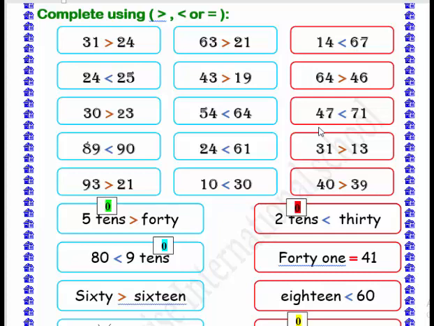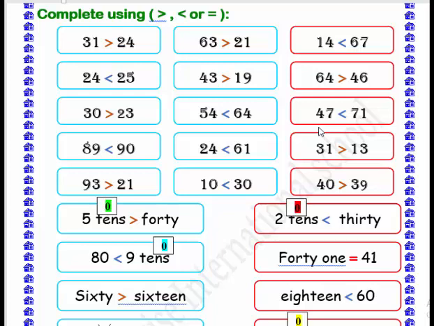40 and 39. Where are the tens? 4. Where are the tens? 3. Which is bigger? 4. So 40 is bigger than 39. So 40 is greater than 39 and the mouse looking at 40.